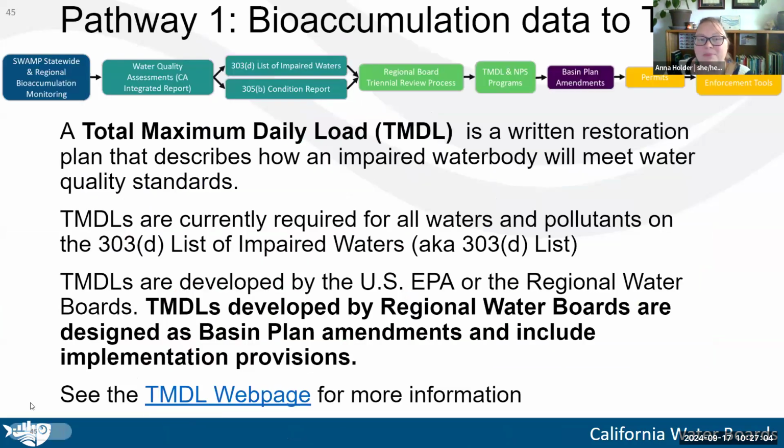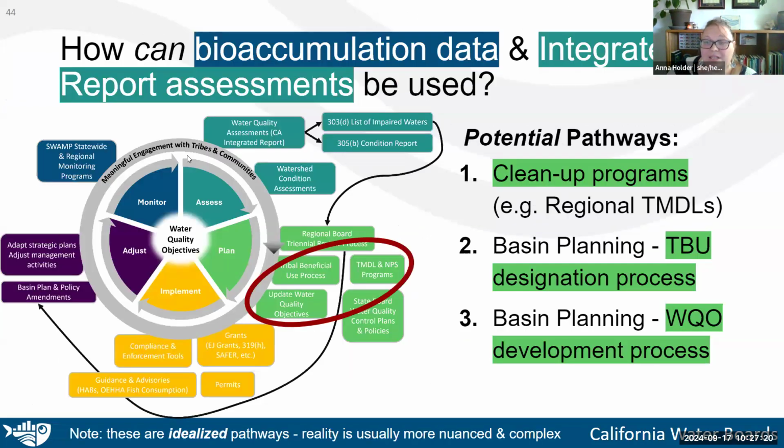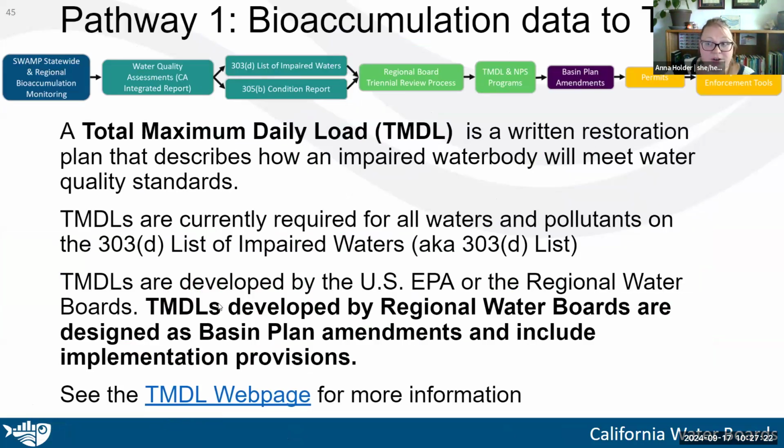The first is bioaccumulation data into TMDLs, or total maximum daily loads. For the next couple of slides, you'll see a graphic at the top that shows the different steps of this cyclical graphic in a more linear structure. So TMDLs are written restoration plans. They're the plans that the regional board sets forth to say, okay, we see these waters have some issues, and we want to bring them back to our water quality standards and objectives.